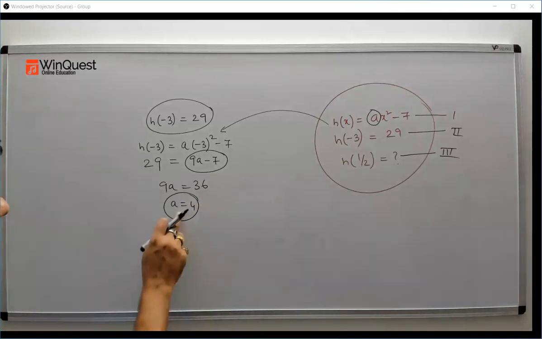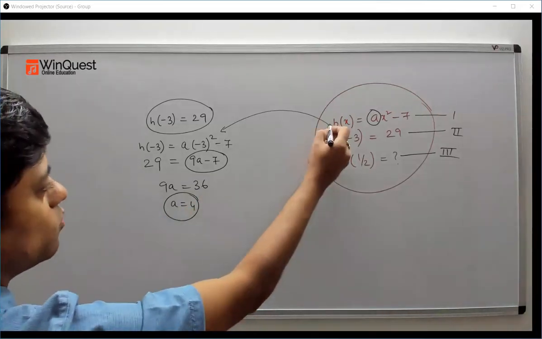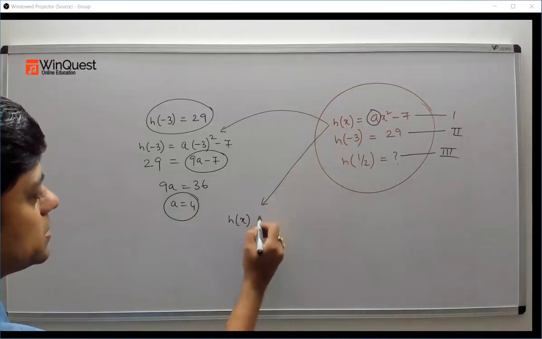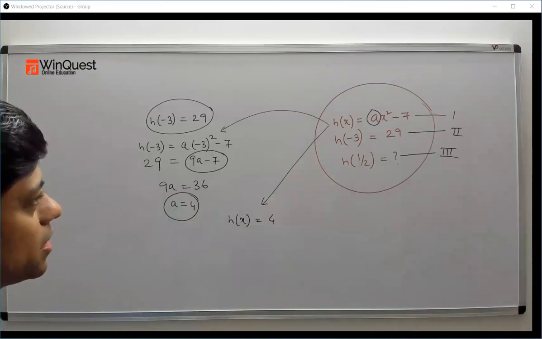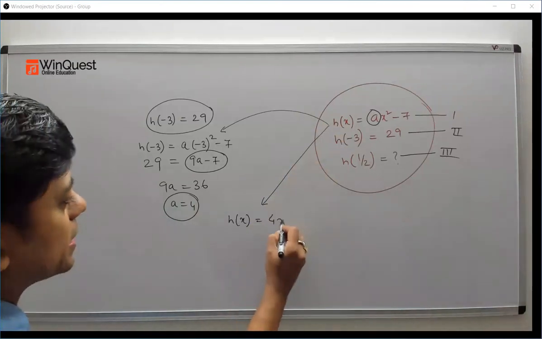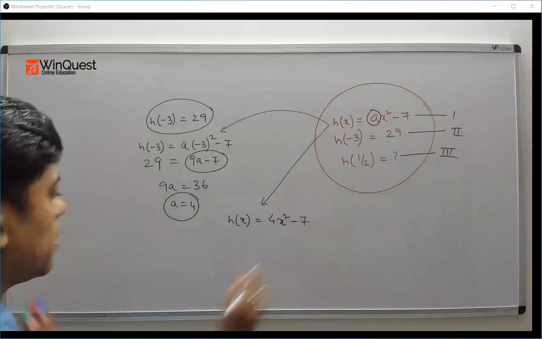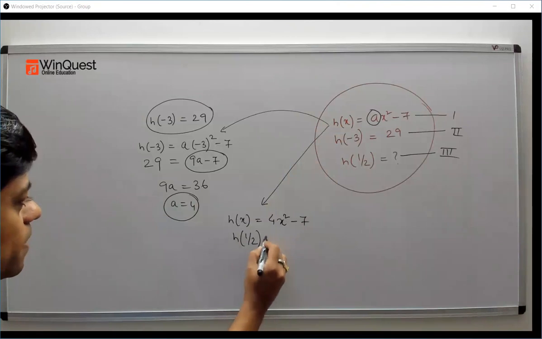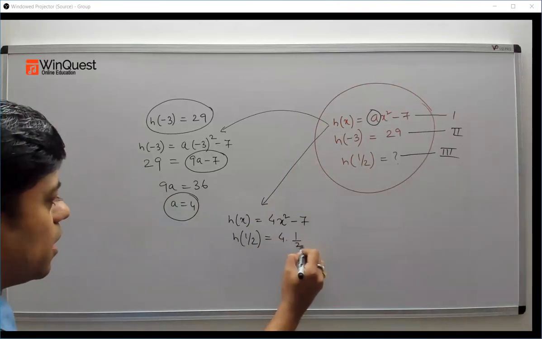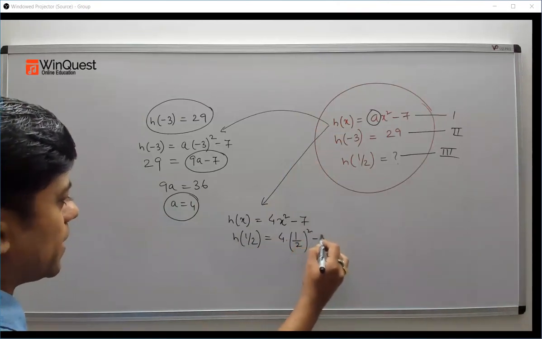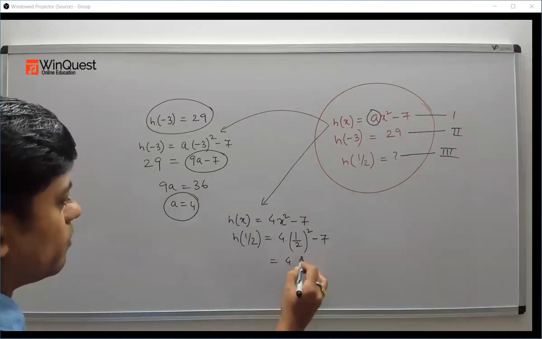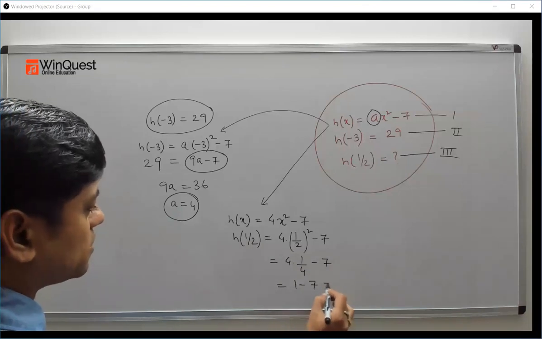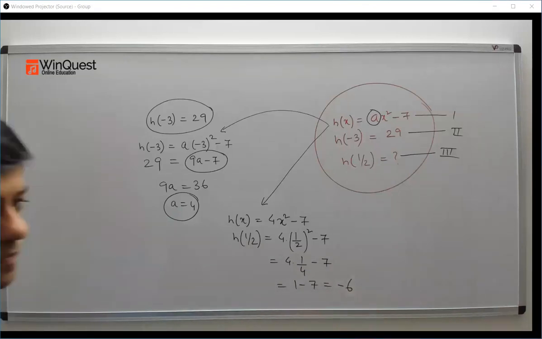Now when I got this a as a constant value, I'm going to modify this expression as h(x) equals, I'll simply put 4 back here instead of a, make it 4x² minus 7. Now it is easier for me to find h of 1/2. This becomes 4(1/2)² minus 7, so this becomes 4 multiplied by 1/4 minus 7. So 1 minus 7 equals -6.